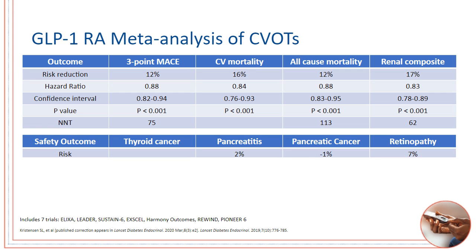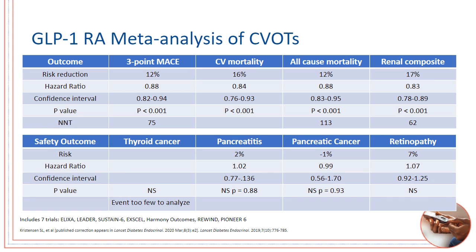When you look at safety, you can see that when you put all the studies together, there was no signal for an increase in any type of thyroid cancer, let alone medullary thyroid cancer. There was a numerical increase in pancreatitis that was not statistically significant. There was a numeric reduction in pancreatic cancer, not statistically significant. And there wasn't even an increase in retinopathy. And again, I think it is important to recognize that GLP-1 receptor agonists are potent agents. And if you drop the glucose too fast, that can destabilize retinopathy. But these agents alone are not a danger to retinopathy.